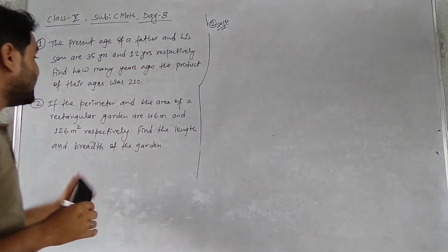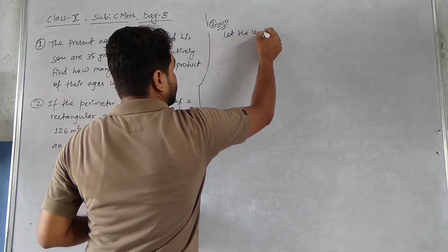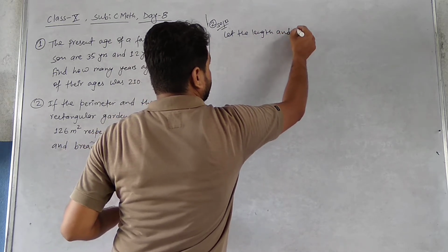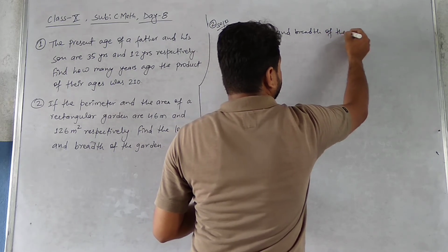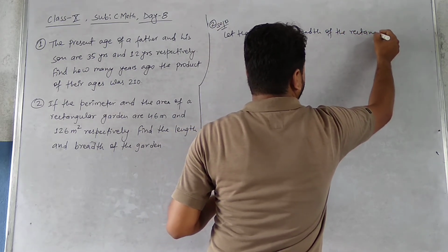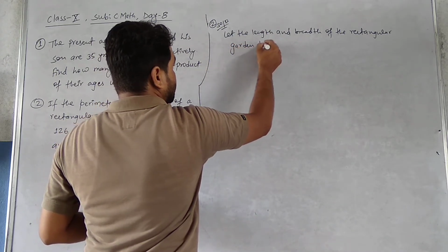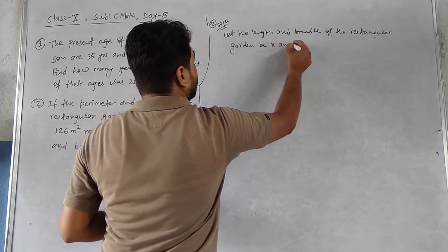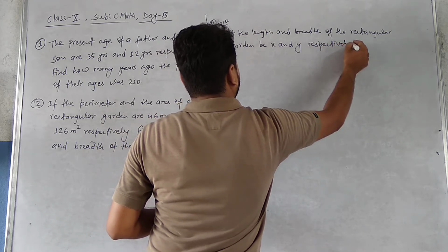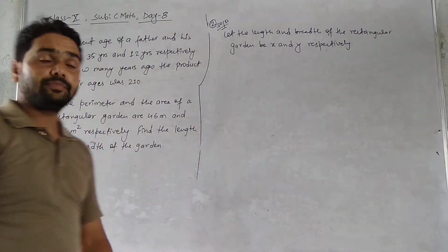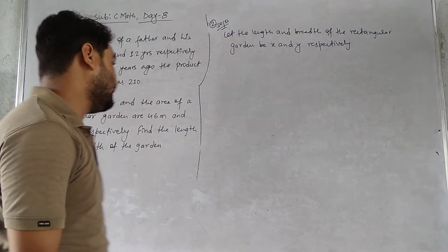So let's say, let the length and breadth of the rectangular garden be x and y respectively. We let it at first. This is the x and y. X is the length and y is the breadth of the rectangular garden.